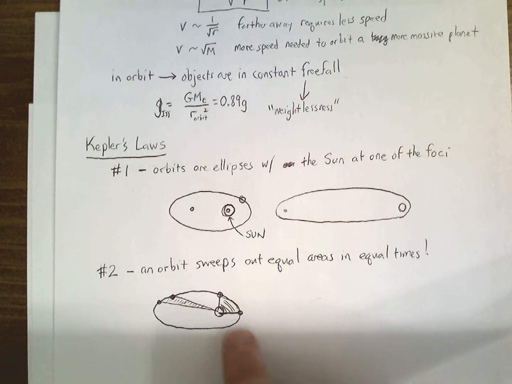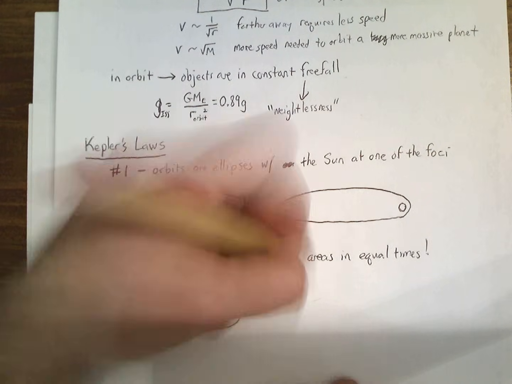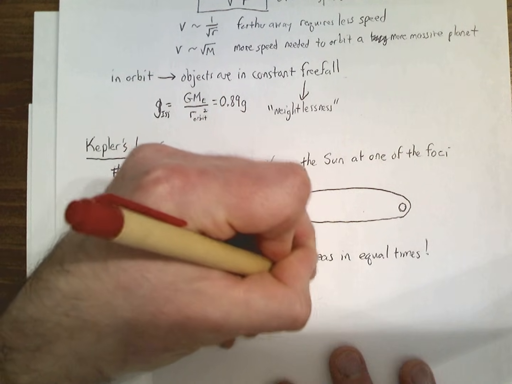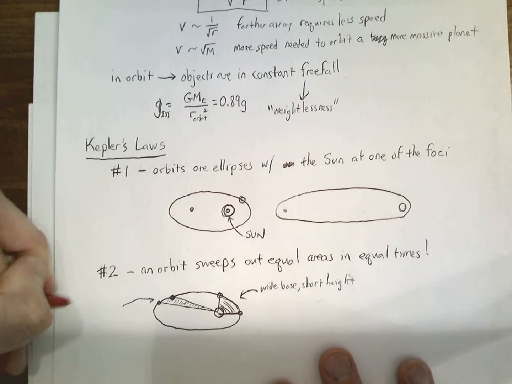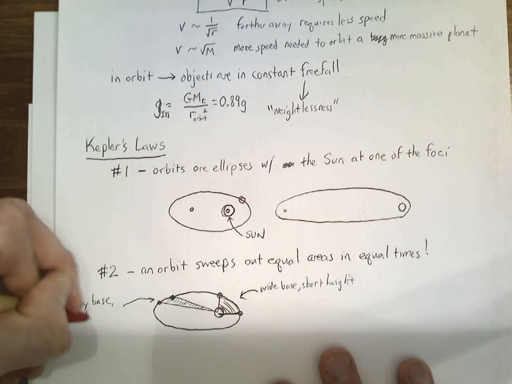Kepler says the area you sweep out over here, where we have a wide base triangle with a short height, is an equal area to this triangle over here with a really tall height but a really skinny base. So this one has wide base, short height. Over here we have tiny base, tall height.